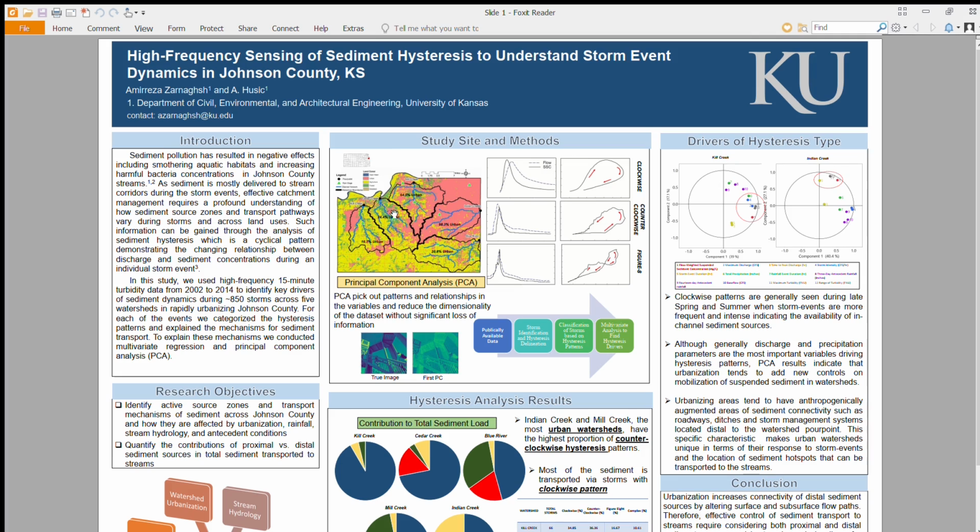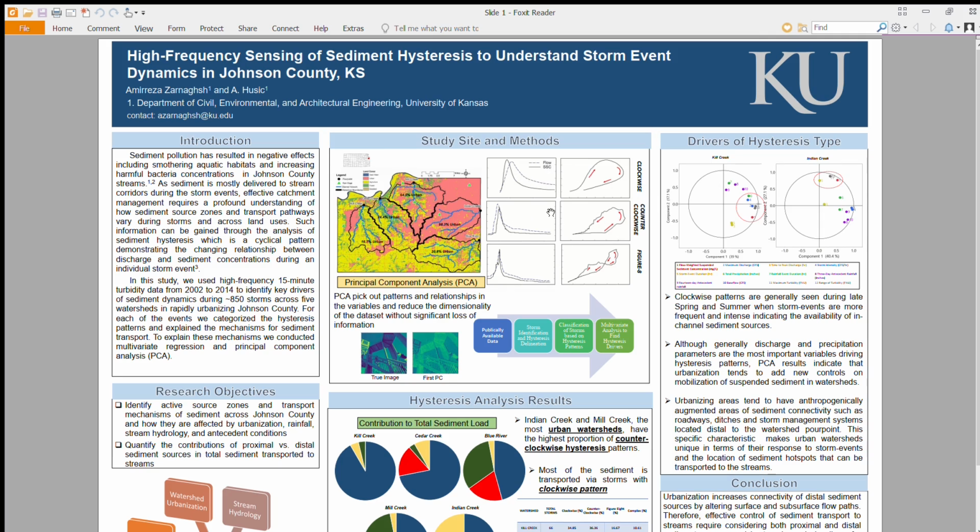So here you can see the map of our studied watersheds. We have studied 5 different watersheds with different levels of urbanization. The most urban one is Indian Creek, and the least urban one is Kill Creek with just 16.7% of urbanization. On the right side, we can see 3 typical hysteresis patterns. So clockwise hysteresis patterns show that most of the sediment is coming from proximal sources like channel bed or channel banks.